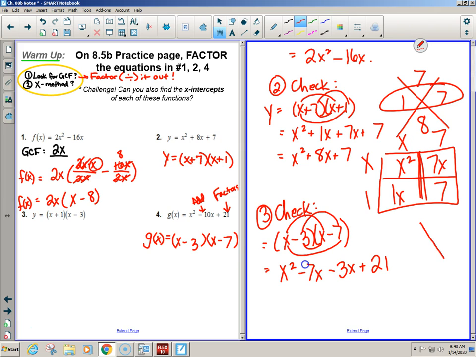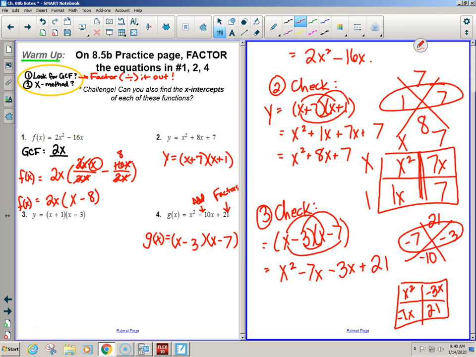Now, for those of you with the x method, I'll show how you could have done it. You don't have to make that jump in your head. You would have put the 21, technically a times c, 1 times 21, up top. The negative 10 would have been down at the bottom. Hopefully you would have realized that 7 and 3, both negative, multiply to the top and add to the bottom. Then you could have thrown this into your table and said, okay, x squared goes first, 21 goes last, negative 3x and negative 7x. Remember, these go in the other two.